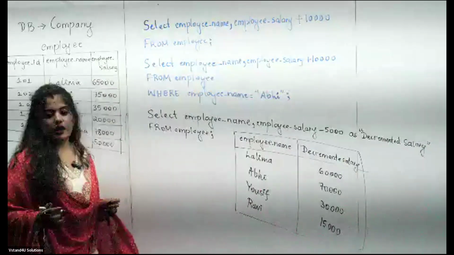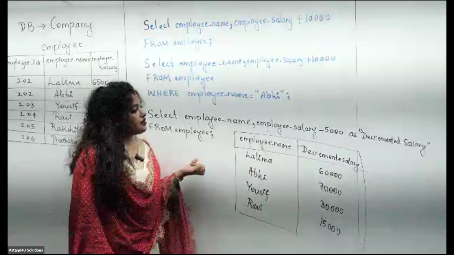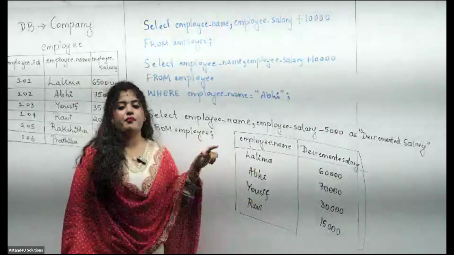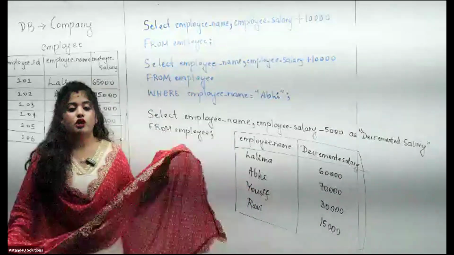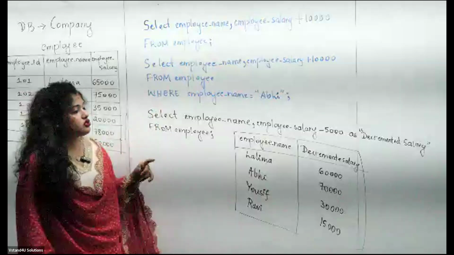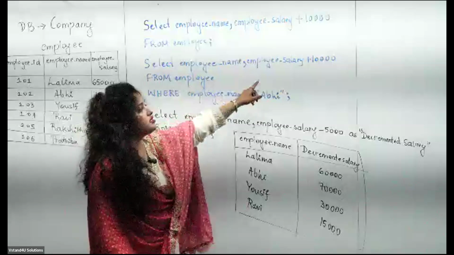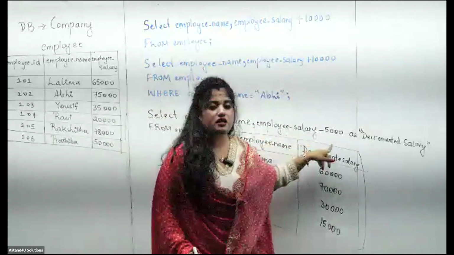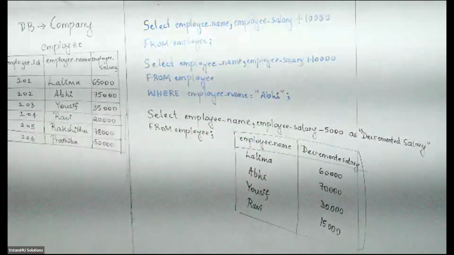Now, again, if I say select decremented salary from employee, will I get it? Why will I not get it? Because in your database, it is stored as employee salary, not as employee salary plus 10,000 or employee salary minus 5,000. Clear? Done. Next one.